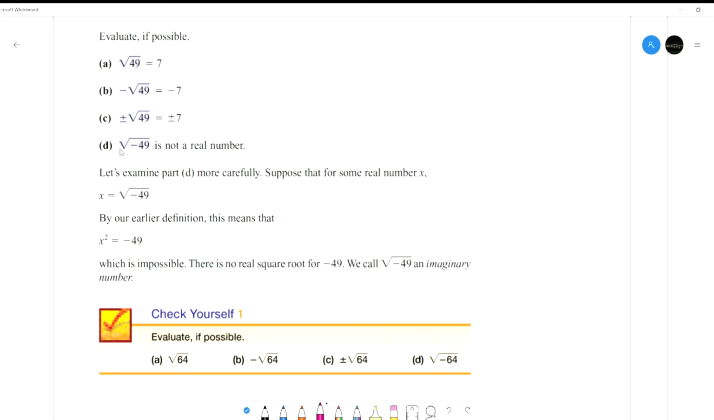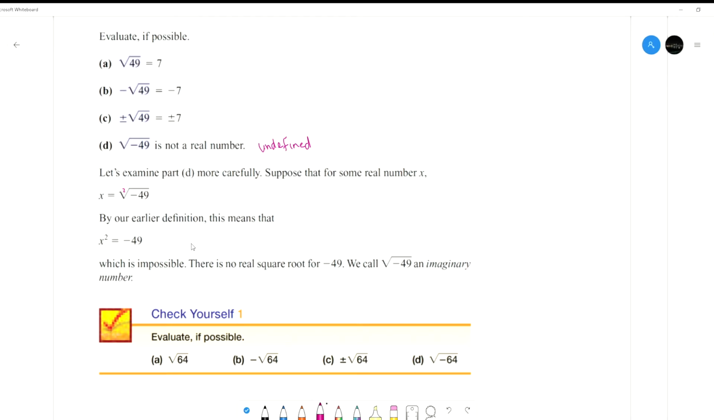As I just mentioned before, when you have a negative number under a square root, it's not a real number. Not a real number is undefined. We're going to learn this later on. It's called imaginary. So let's examine this a little more carefully. Why is this undefined? Think about this. x equals the square root of negative 49. By the earlier definition, that means x squared has to somehow equal negative 49. But is there such a number that you can square and get a negative number? No, there isn't. There's no real number that you can do that.